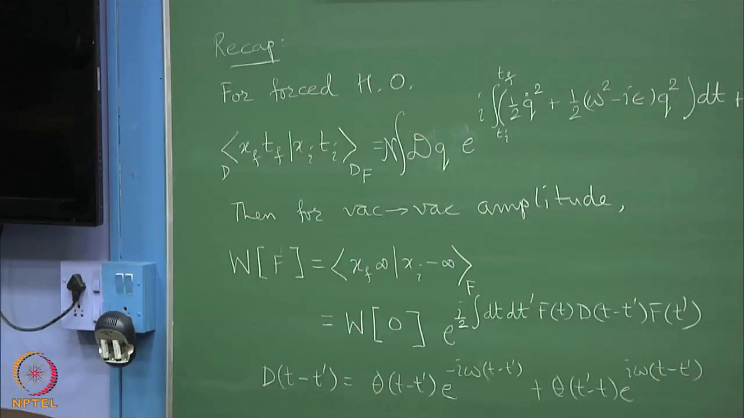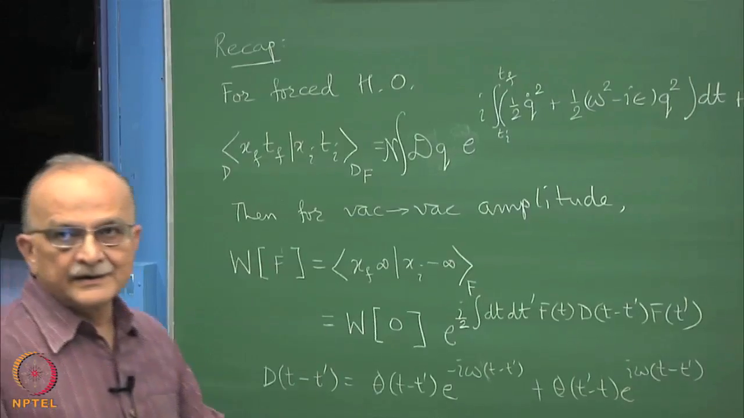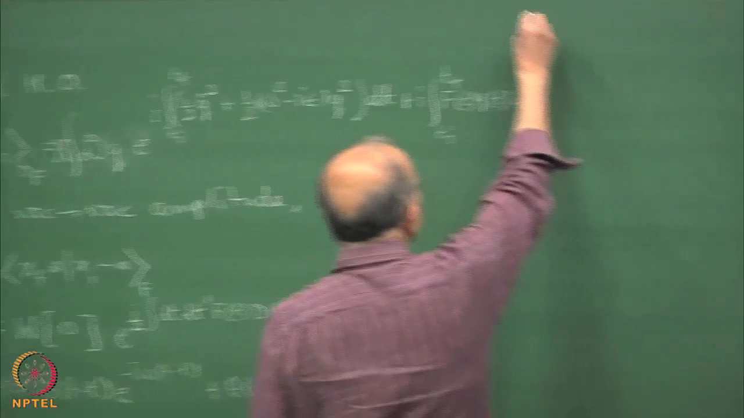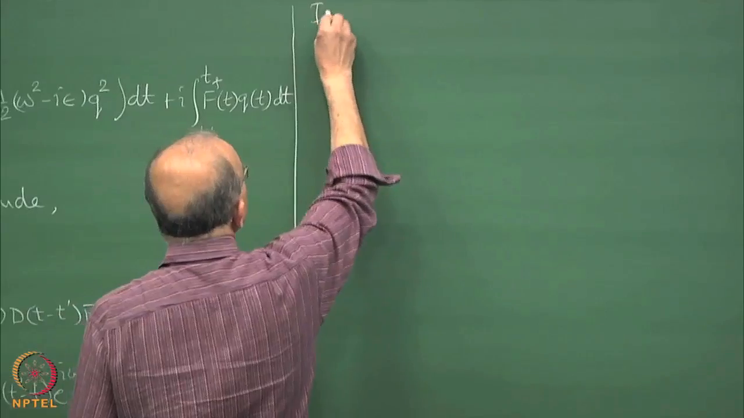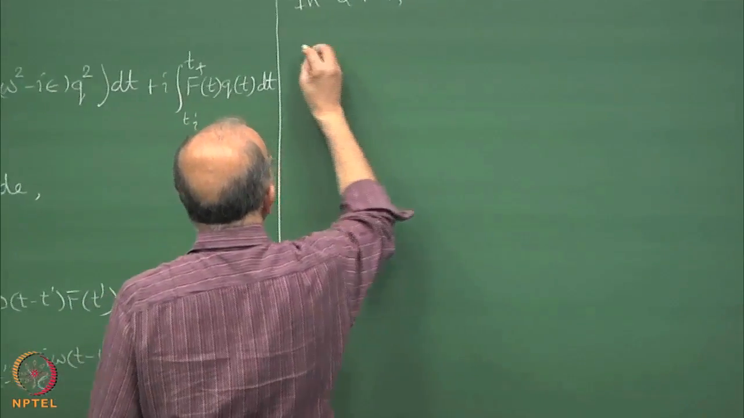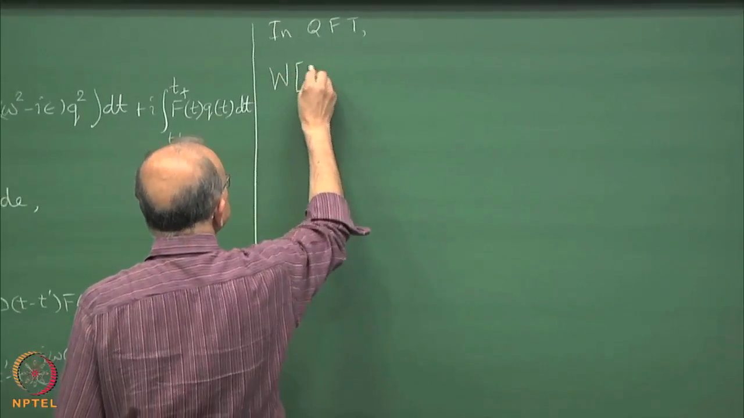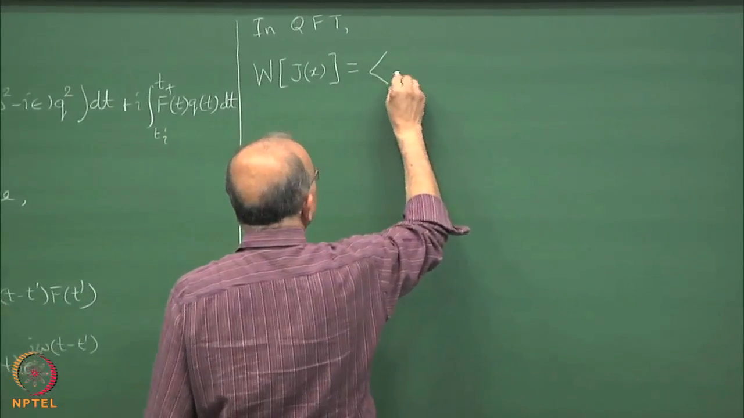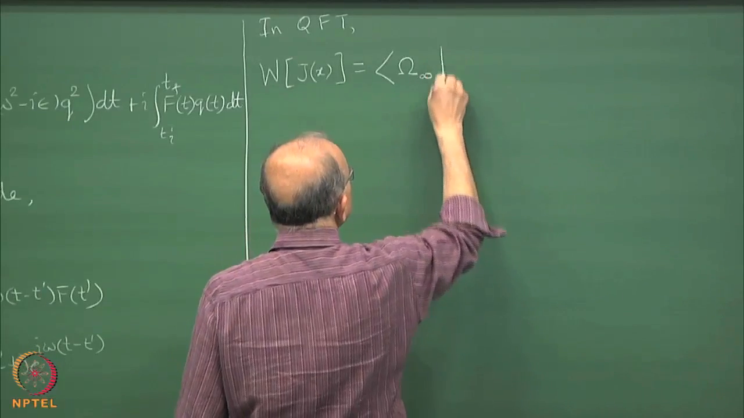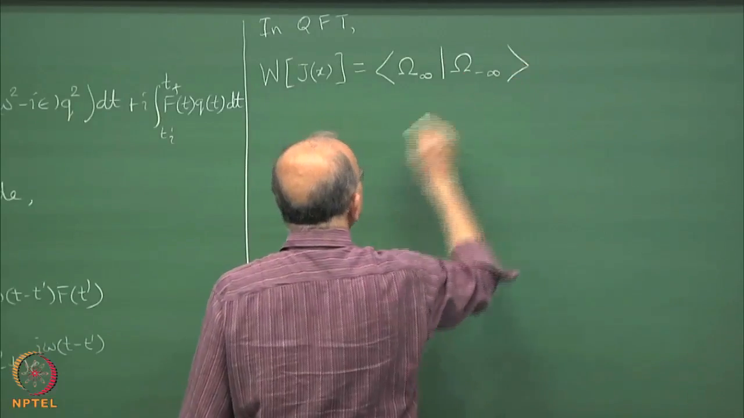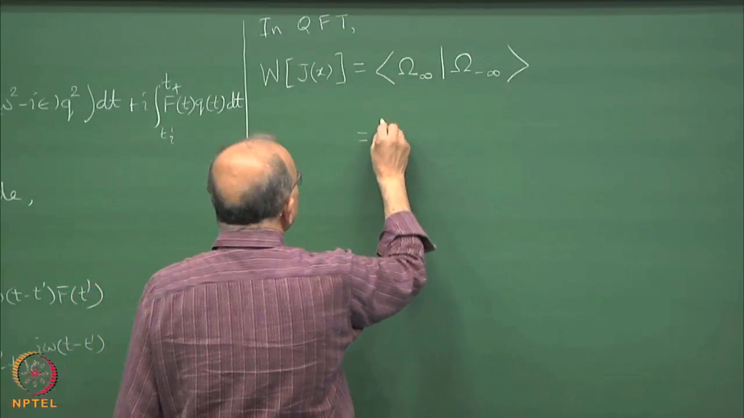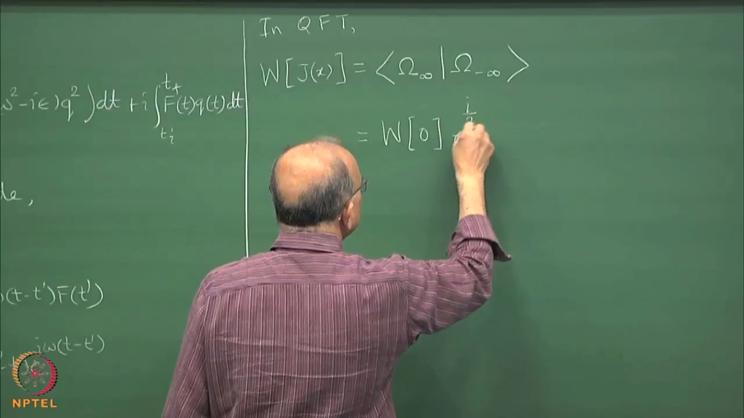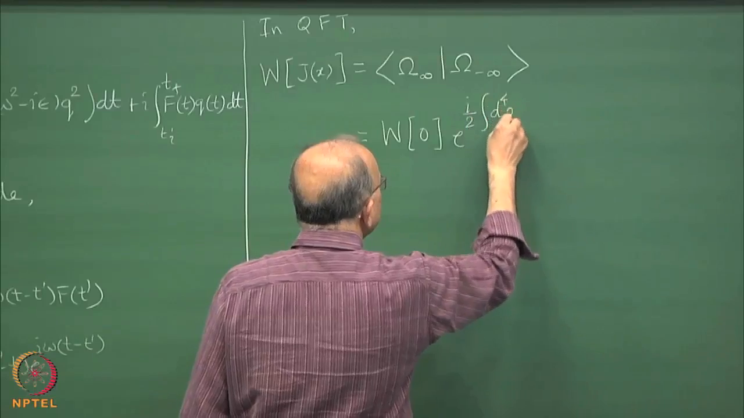Now this whole thing just carries over to field theory, where instead of t we have x, y, z and t. So, in QFT, we will have W of J, where now J is a function of x, which is the so called vacuum to vacuum amplitude. And that has the form W of 0 times e raised to I over 2 and integral d 4 x.